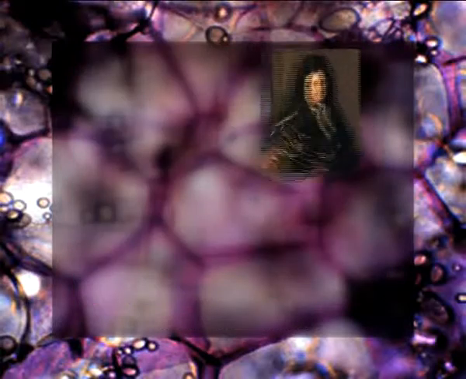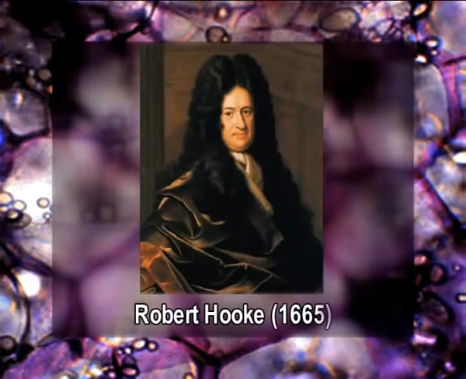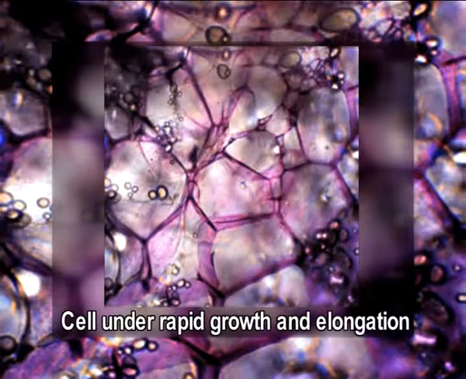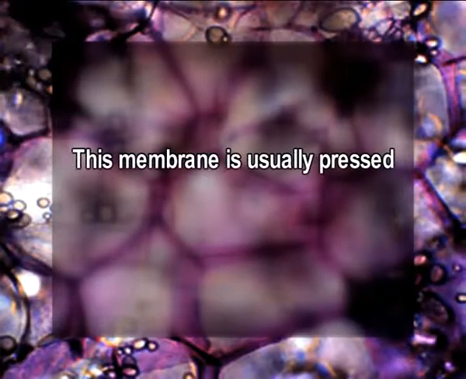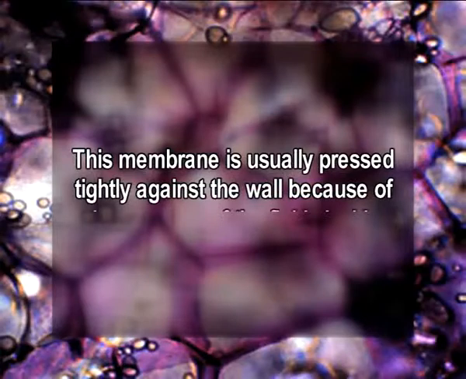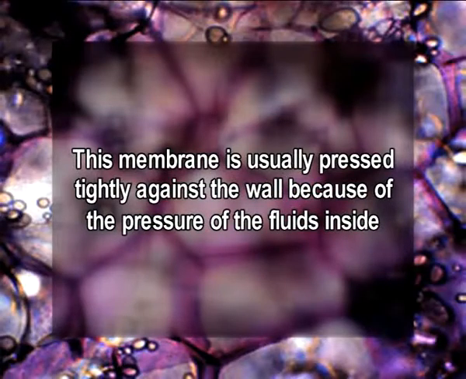cell. It was first discovered by Robert Hooke in 1665 in a thin slice of cork, a wall characterized by being thin and formed while the cell is undergoing rapid growth and elongation. The cell wall surrounds the protoplast, which includes the plasma membrane and all that it encloses. This membrane is usually pressed tightly against the wall because of the pressure of fluids inside.